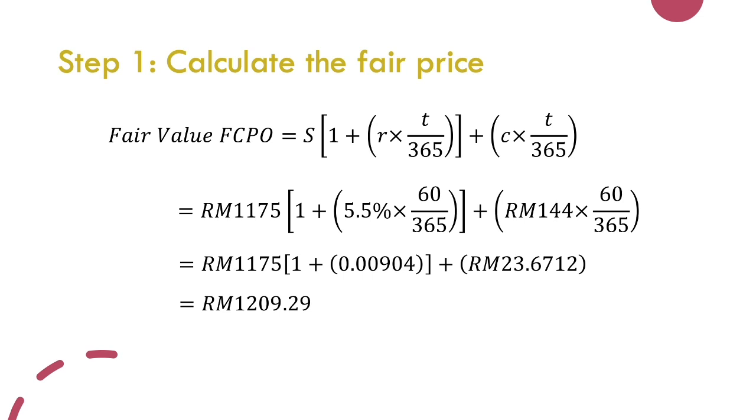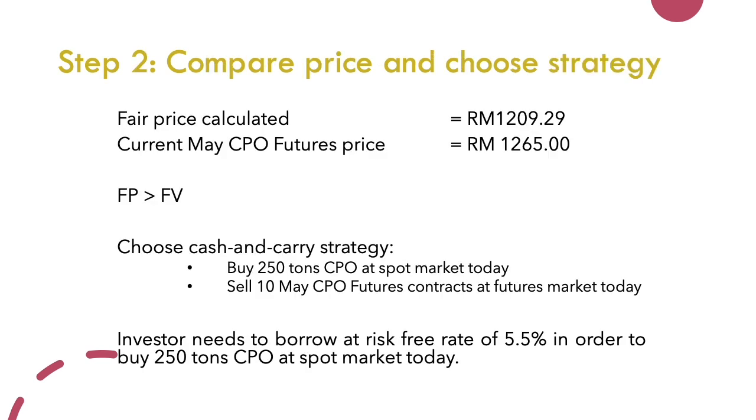So step number 1 for the arbitrage strategy, you need to calculate the fair value or fair price of FCPO. The formula for fair value of FCPO is spot price times (1 plus R times T divided by 365) plus C times T divided by 365. You plug all the figures into the formula, and you get a fair value of RM1,209.29.